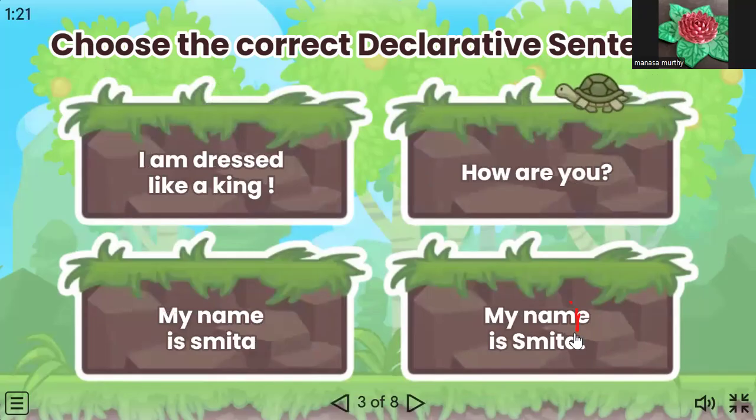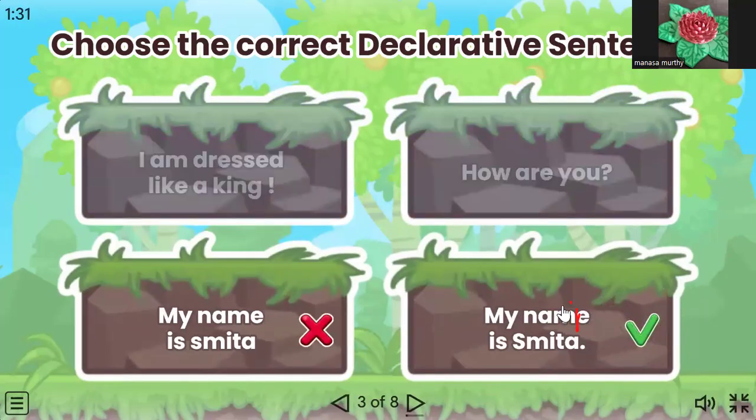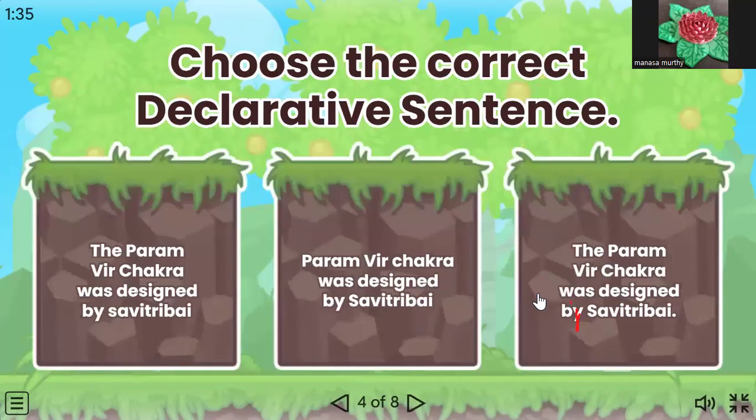I'm dressed like a king. How are you? My name is Smitha. The 4th sentence is the correct answer. The 4th option is the right one.